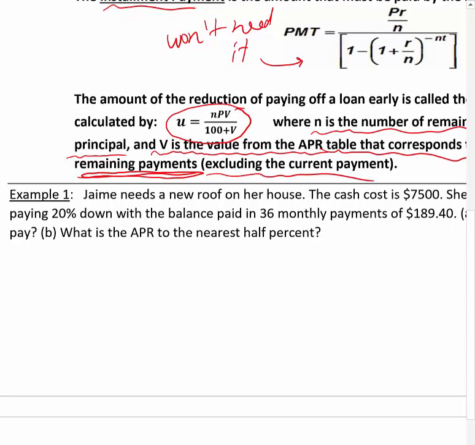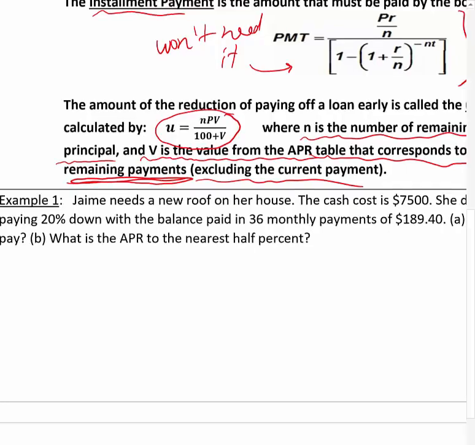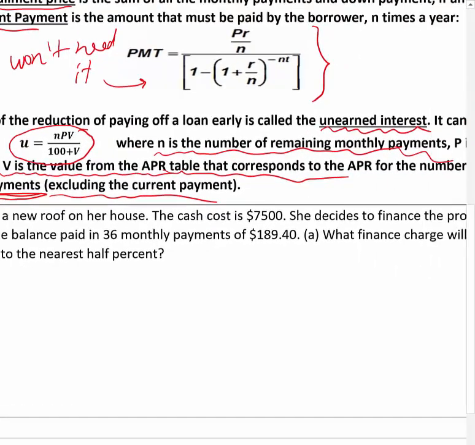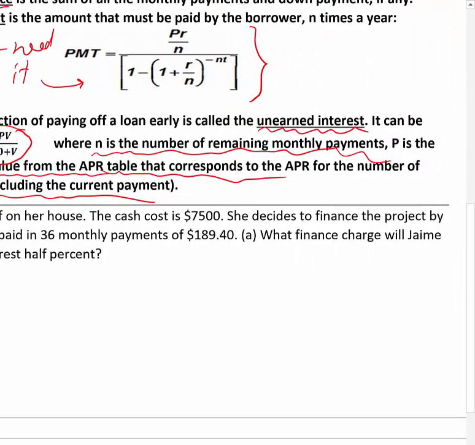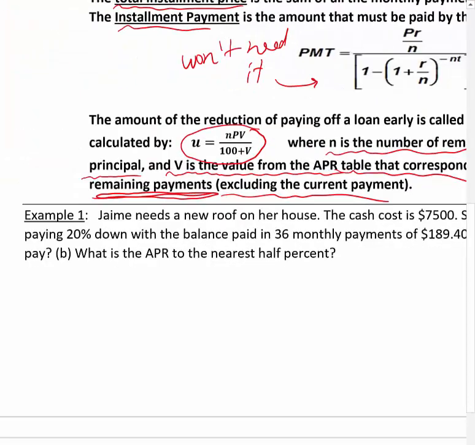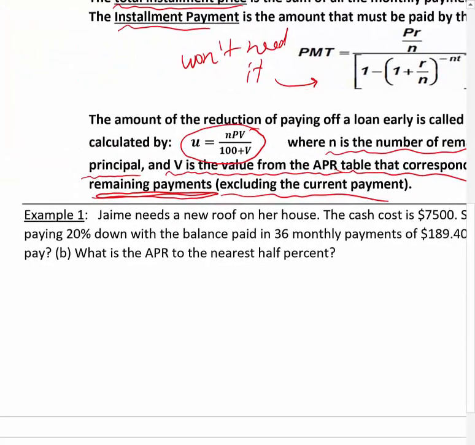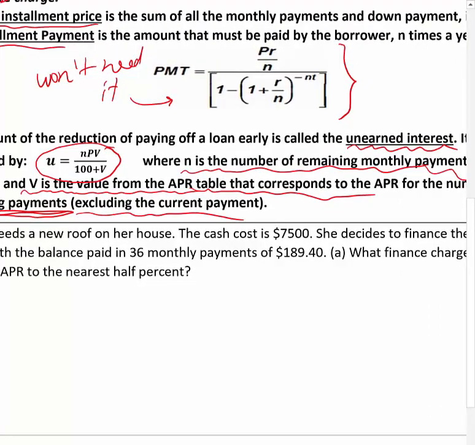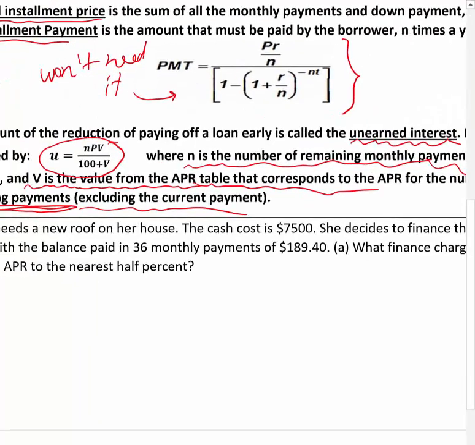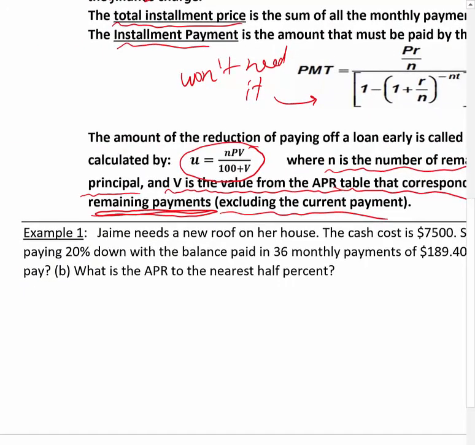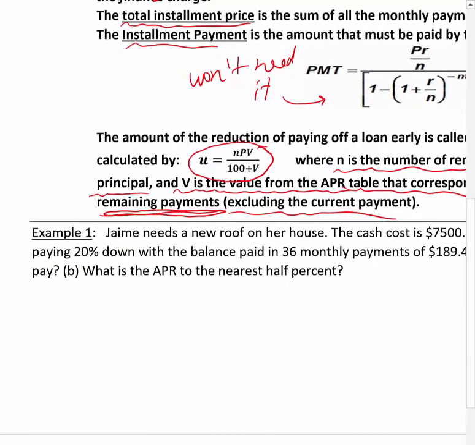All right, let's see what we could do here. I think example 1's a good warm-up, and then examples 2 and 3 are kind of tough. But I think if you just follow along with the homework with these examples, you'll be fine. So the first one: Jamie needs a new roof on her house. The cash cost is $7,500. She decides to finance the project by paying 20% down with the balance paid in 36 monthly payments of $189.40. What finance charge will Jamie pay, and then what is the APR to the nearest 0.5%?